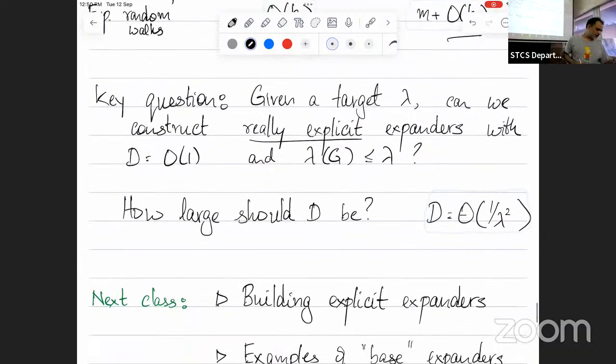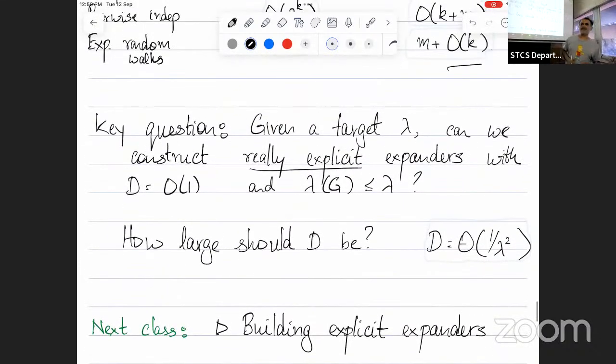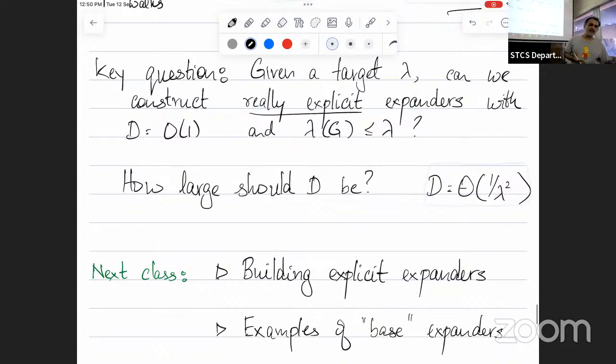So what we are going to do in the next class is basically start building these expanders, because so far we have seen applications if there were a super explicit expander. So from the next class onwards, we'll slowly build these expanders with the target that we care about. And the way we will do it is a really nice way, which is I will first give you some examples of base expanders, some graphs that have some expansion.